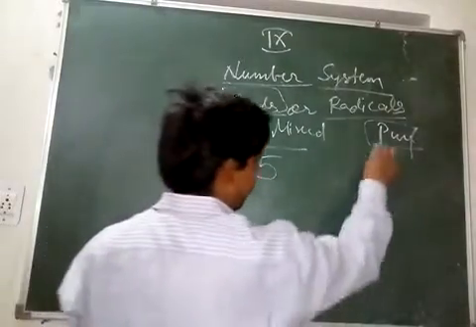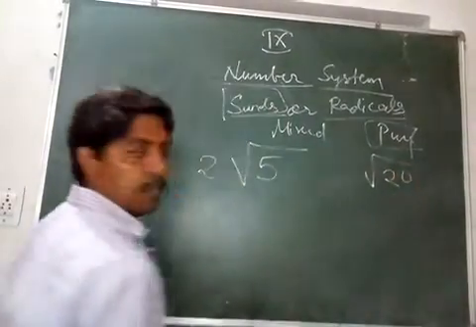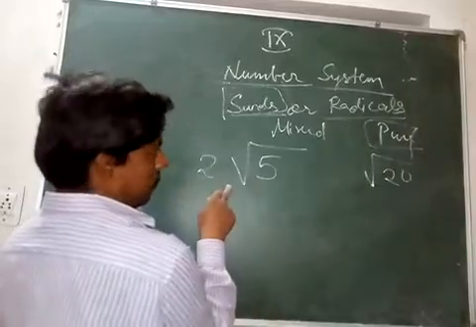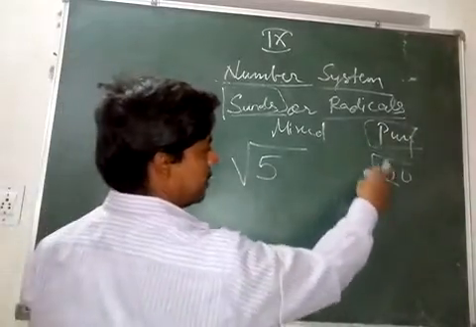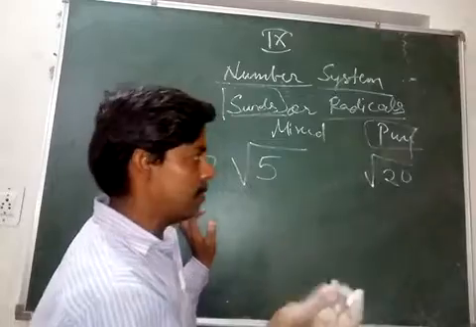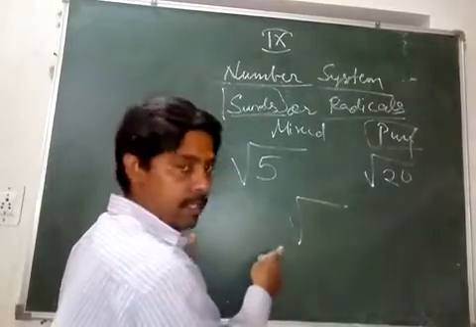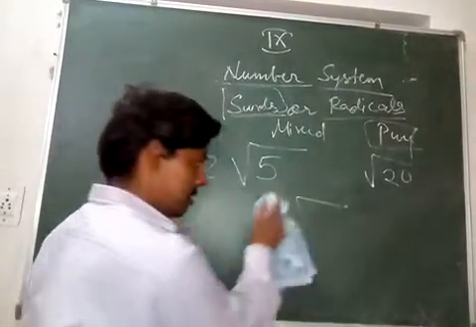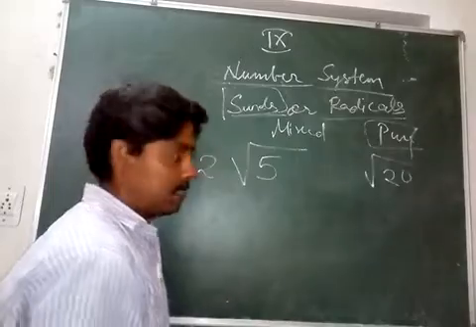So maybe root of 20, right? So this is mixed and this is pure. Everything is inside. Nothing is outside the root radical sign. And this sign is called the radical sign. So if everything is inside the radical sign, it is called a pure surd.